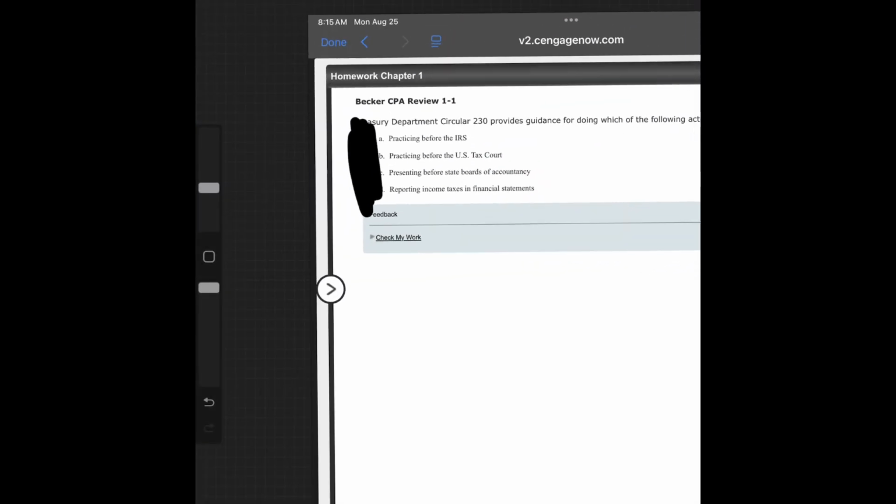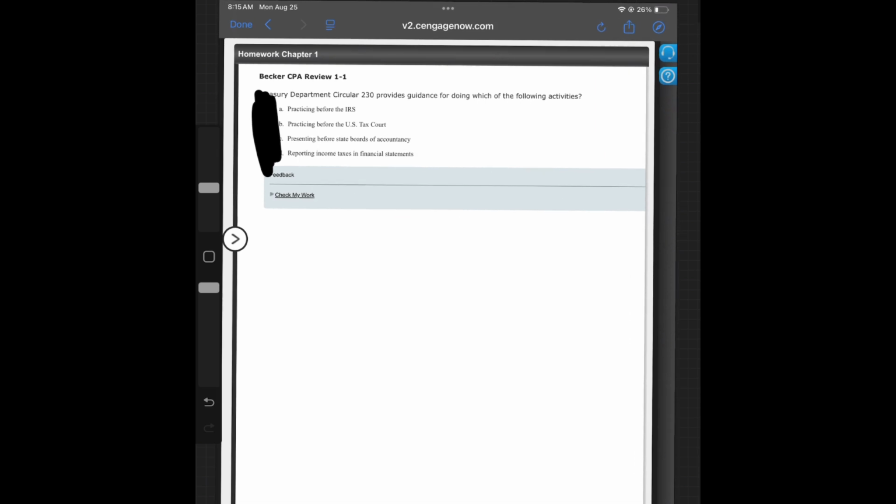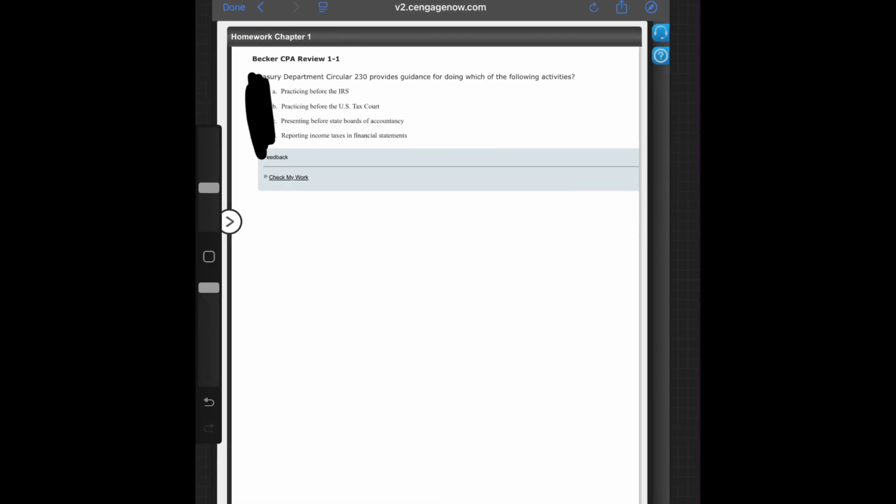All right, so this is number 1, and this is for the chapter 1 homework on income tax accounting. It says Treasury Department Circular 230 provides guidance for doing which of the following activities? And the answer is letter A, practicing before the IRS. Okay, that's number 1.